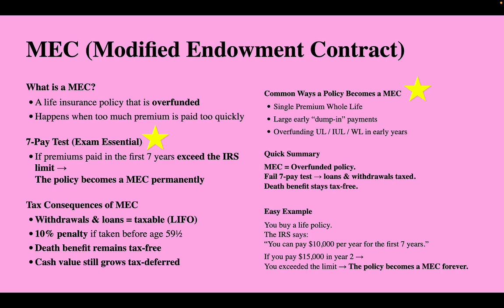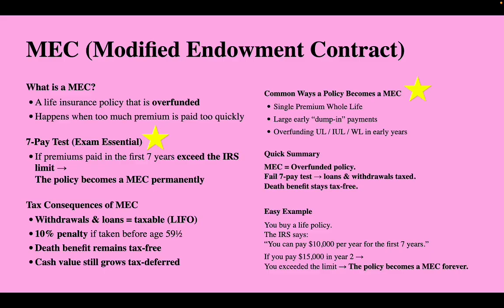If the total premiums paid during the first 7 years exceed the IRS limit, the policy automatically becomes a MEC, and it stays a MEC permanently, even if you fix the funding later. Once a policy becomes a MEC, the tax treatment changes. Withdrawals and loans are taxed on a LIFO basis, meaning gains come out first and are fully taxable.